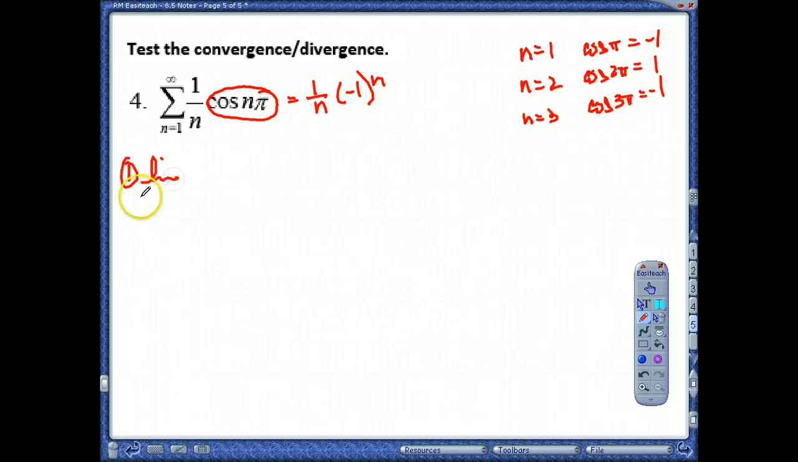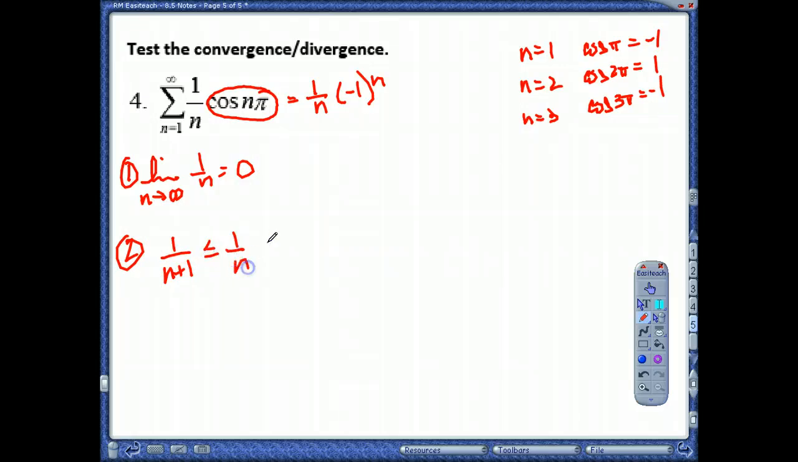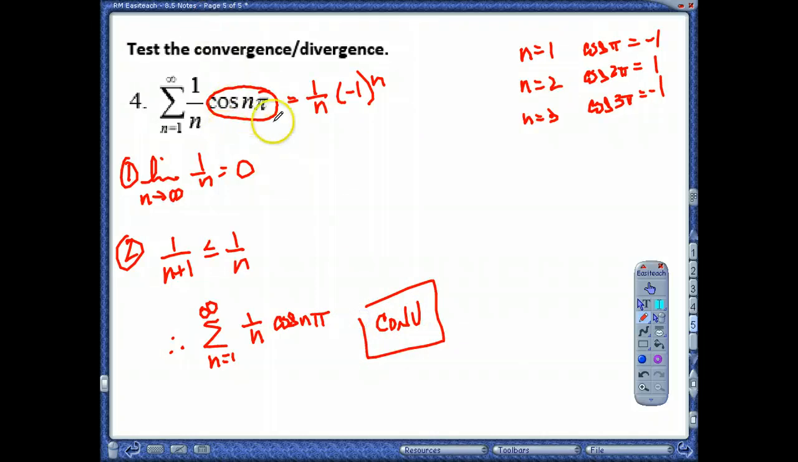I just need to show that the limit as n approaches infinity of 1 over n is equal to 0, and it is. And then 1 over n plus 1 is less than or equal to 1 over n, and it is. So therefore, my original series, now even though we know these are equivalent, I want to rewrite it as it was given and state that that converges. So if it doesn't look like an alternating series and you have sine or cosine in there, you might want to check it out. It may indeed be an alternating series. See you back in class.